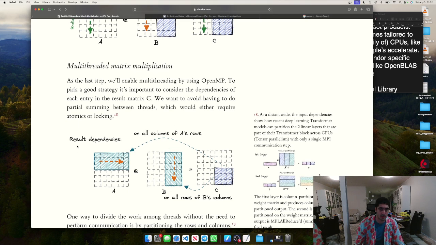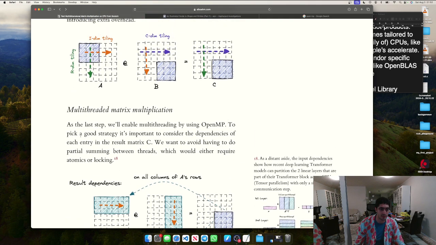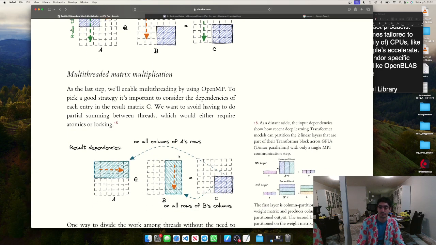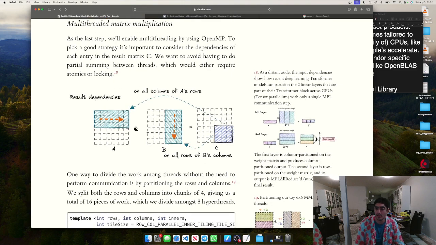Okay, so multi-threaded matrix multiplication. This was kind of expected. As the last step, we'll enable multi-threading by using OpenMP. To pick a good strategy, it's important to consider the dependencies of each entry in the result matrix C. We want to avoid having to do partial summing between threads, which will require atomics or locking. As a distant aside, the input dependencies show how recent deep learning transformer models can partition the two linear layers that are part of the transformer block across GPUs, tensor parallelism with only a single MPI communication step.